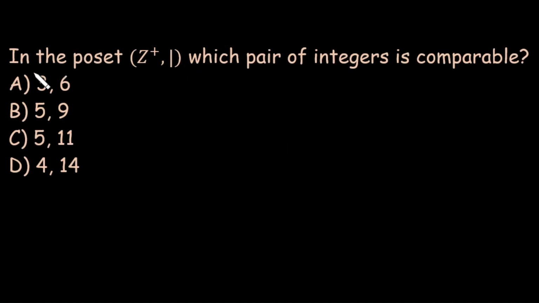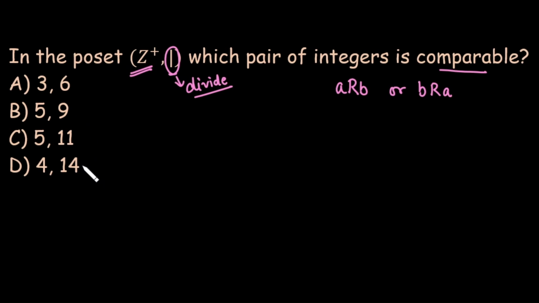The first question we have in the POSET: which pair of integers is comparable? Comparable means either A is related to B or B is related to A with respect to the relation. Here we have the set of integers and the relation is divides. We need to check which of these pairs is comparable. Whether 3 is related with 6 means whether 3 divides 6. Yes, so option A is correct.